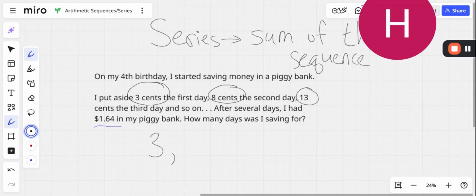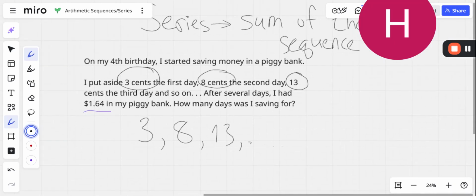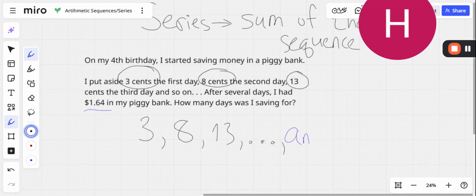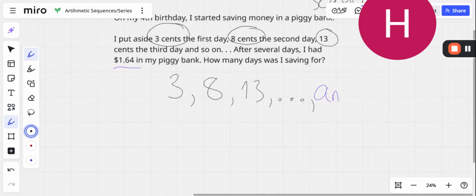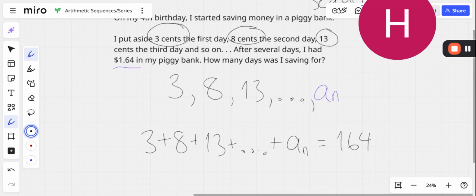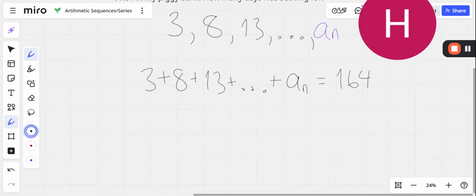So we're adding numbers on the sequence together, and that follows this circumstance here, because I have 3 cents that I'm putting in the first day, and then 8 cents that I'm putting in the next day, and then 13 cents, and eventually I'm putting in an cents. I don't really know how far I have to go, but I do know that if I add those all up, 3 plus 8 plus 13 plus some value plus an, this needs to equal 164 cents. That's $1.64.